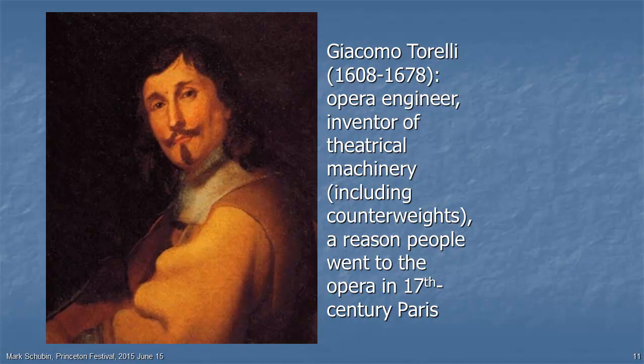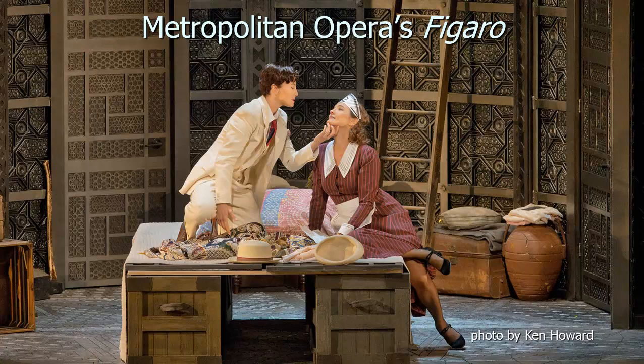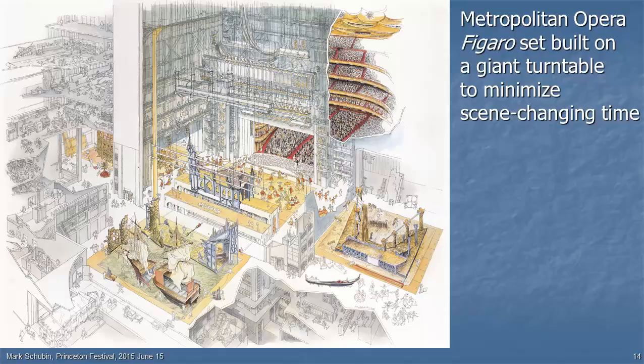So let's talk about technology in the Opera House. Here is an image of the recent production of Figaro at the Metropolitan Opera. A nice intricate set, and it's on a turntable, and I'll show you that in a moment. Here is an image of what the backstage was like when the new house of the Metropolitan Opera opened in 1966, and it was and still is some of the most advanced theatrical technology available. The Figaro set is built on a giant turntable on one of the stages to minimize the scene changing time. They can just twist around and go from one scene to another.